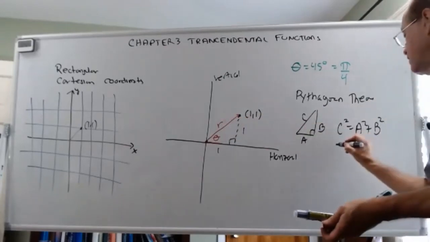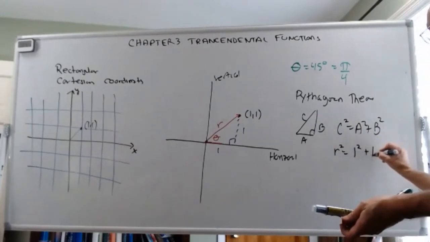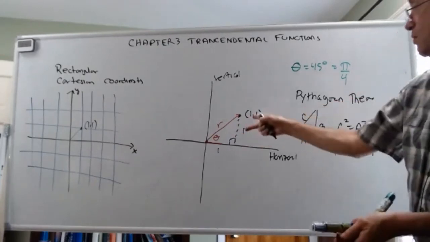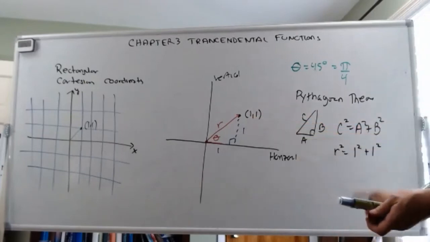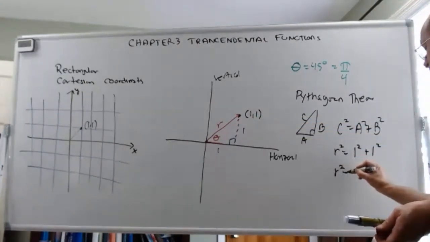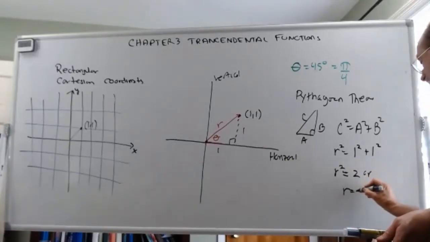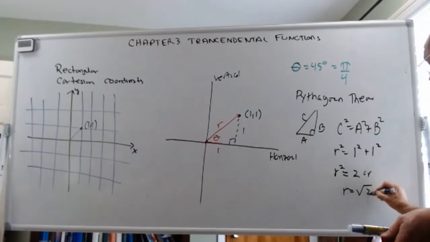Well, we have r squared over here, that's what we're looking for, is equal to 1 squared plus 1 squared, because each of these are length 1, because that's the coordinate there. So that just gives me r squared is equal to 1 plus 1, which is 2, or r is equal to the square root of 2.